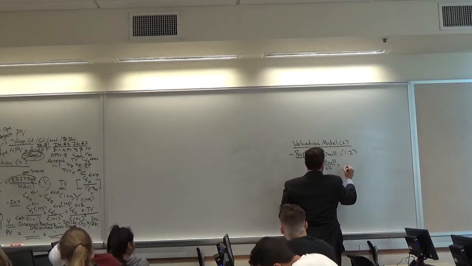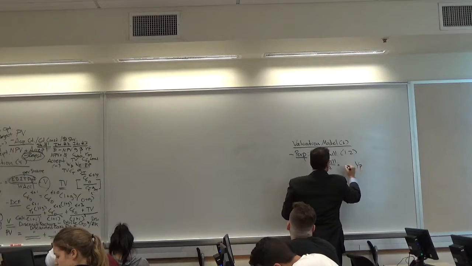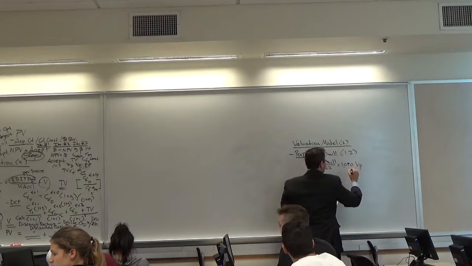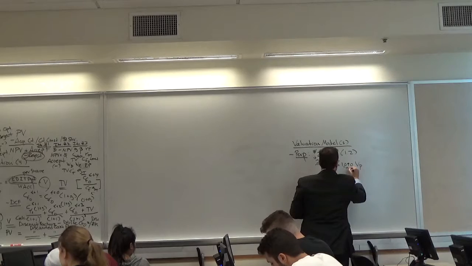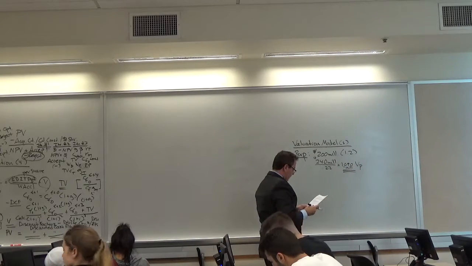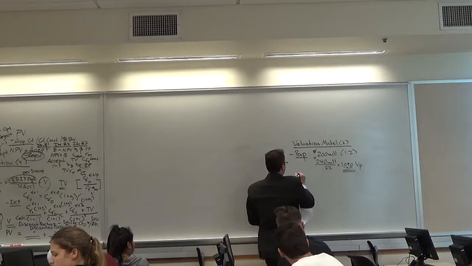Which is our expected return, and what's the value? $1,090.9 million. $1,090, just round up. Okay, now what's the next model we can use? Gordon Growth. We can use Gordon Growth.